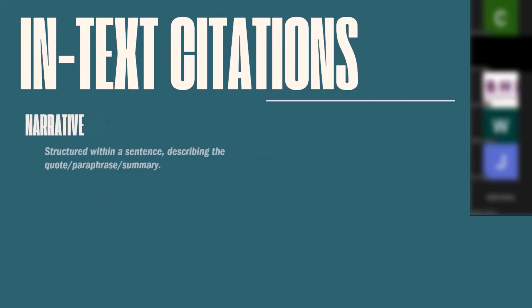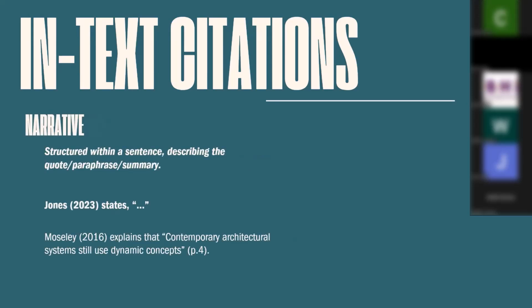Second kind is narrative. And narrative in-text citations are structured within a sentence, describing the quote, the paraphrase, or the summary, okay? So it'd be something like Jones 2023 states, comma, nice long quote. So it looks like this. Moseley 2016 explains that contemporary architectural systems still use dynamic concepts, end quotation. And the page number goes at the end, okay? So that page number does not go at the beginning with the rest of the narrative citation. Same deal, punctuation still goes outside.